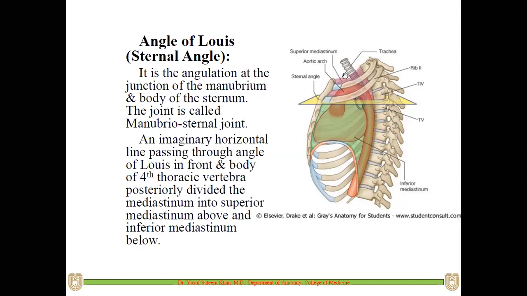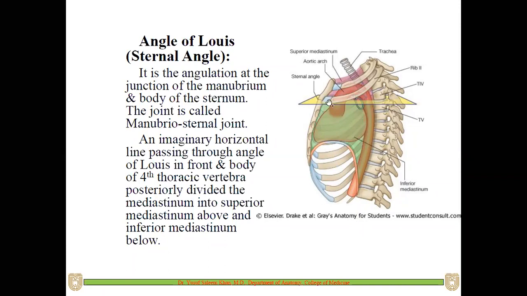This above is the thoracic inlet, and here is the thoracic outlet covered by the diaphragm. So this region is the mediastinum. Okay. So if you imagine a horizontal plane passing through the angle of Lewis or the sternal angle and the body of the fourth thoracic vertebra, if you draw an imaginary line, it divides the whole of the mediastinum into a superior mediastinum and an inferior mediastinum.